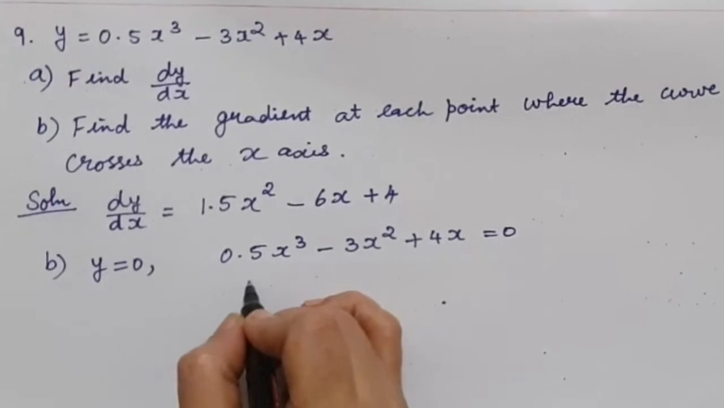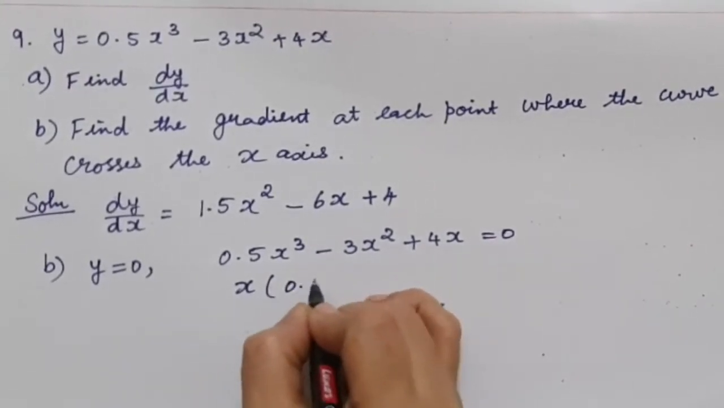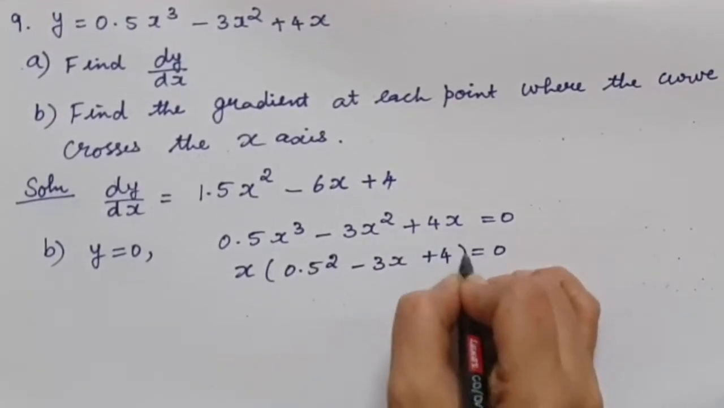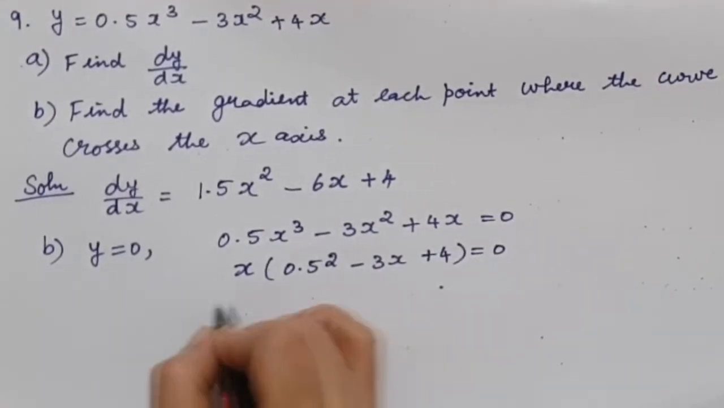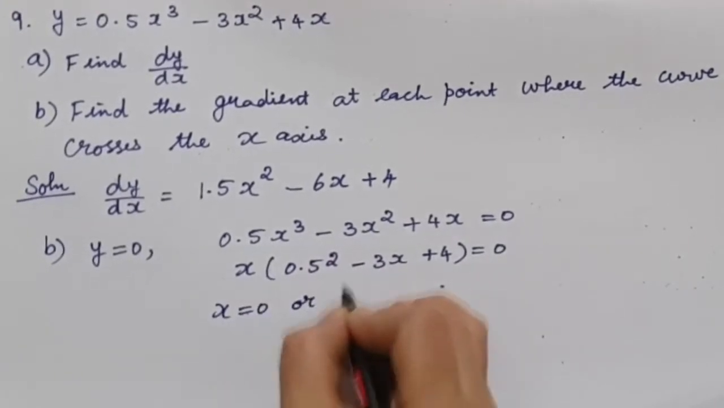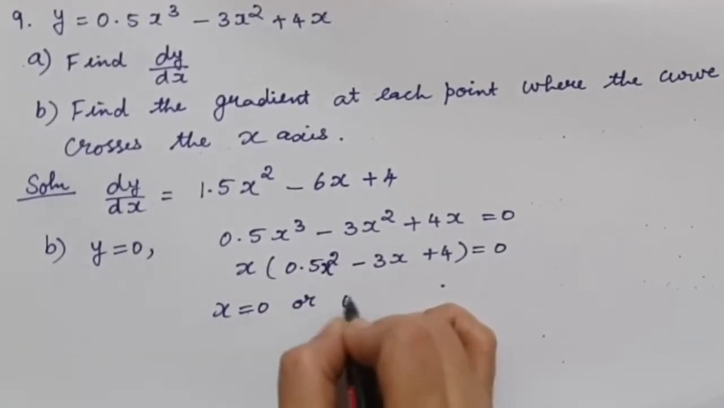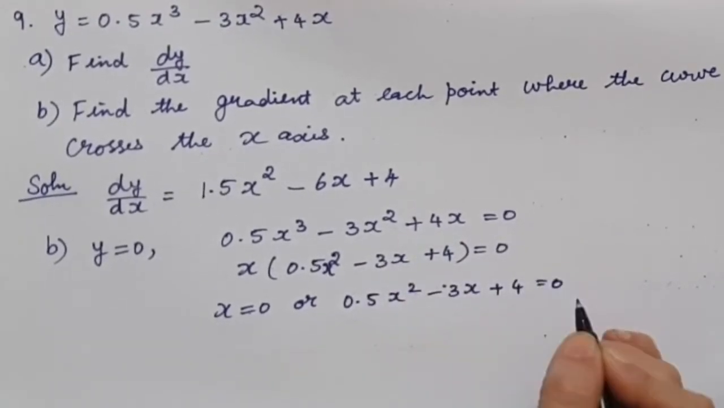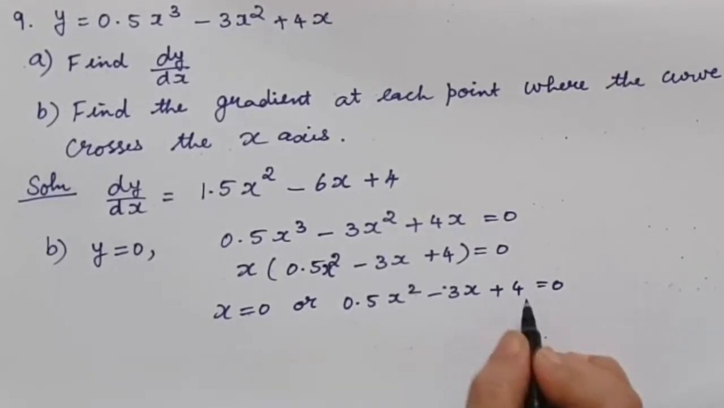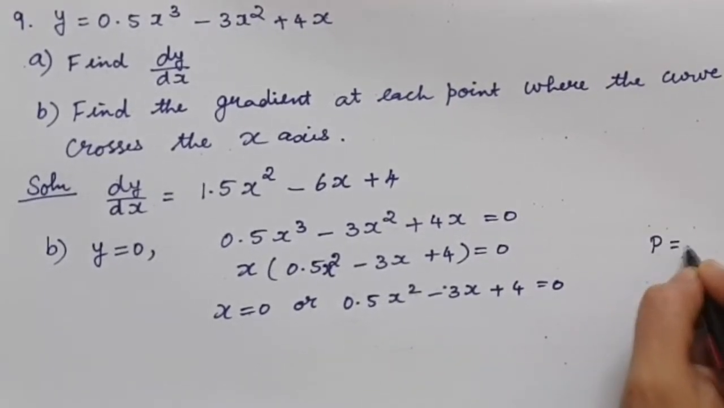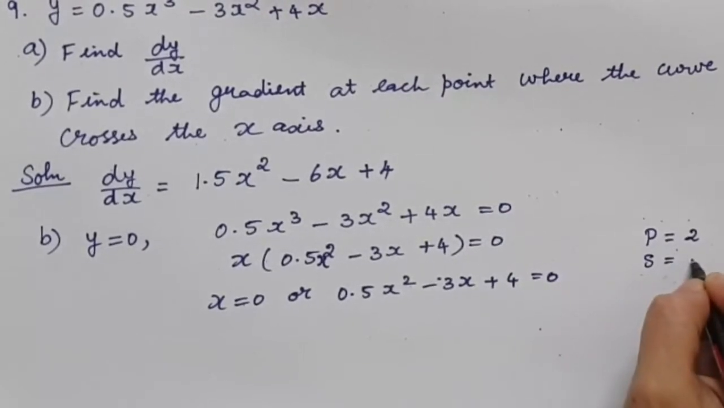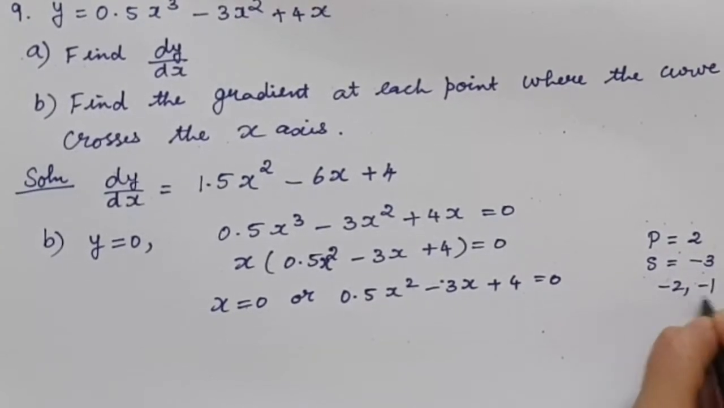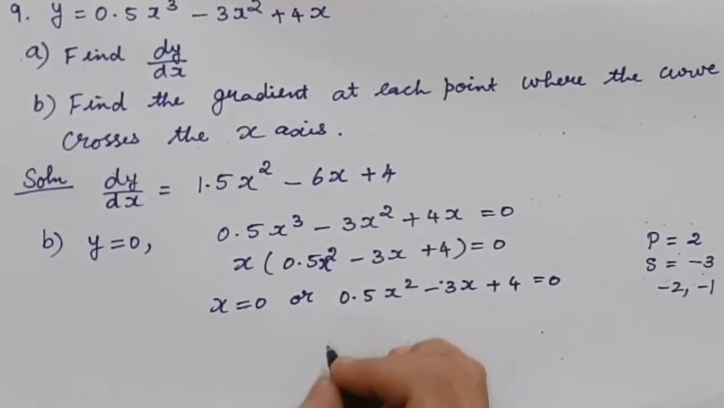So when y is 0, 0.5x cube minus 3x squared plus 4x will be equal to 0. In all this, x is common. So let us take x common. So x(0.5x squared minus 3x plus 4) will be equal to 0. So either x equal to 0 or 0.5x squared minus 3x plus 4 equal to 0. So in this case, when we multiply, our product has to be 2 and the sum has to be minus 3. So it will be minus 2 and minus 1. When you multiply, it is 2. When you add, it is minus 3.